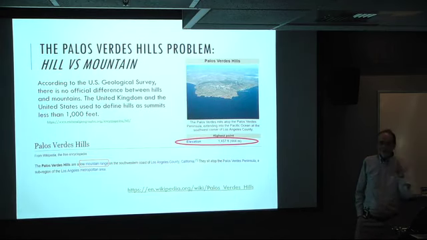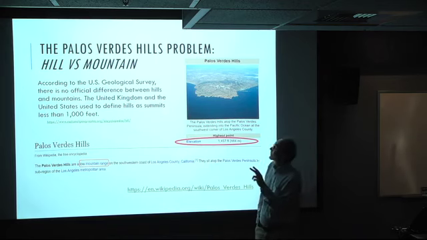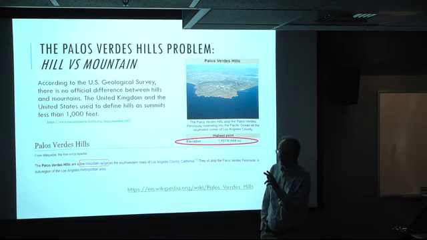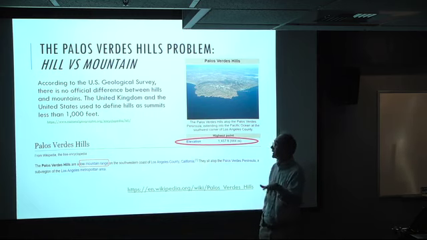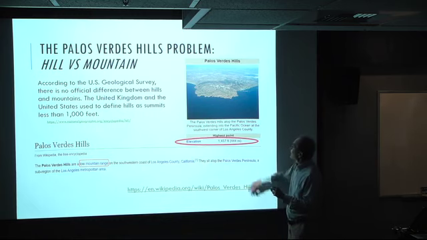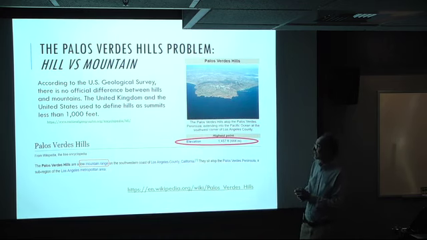And I'd like to bring up a point. The Palos Verdes Hills problem. Hill versus mountain, all right? According to the U.S. Geological Survey, there is no official difference between hills and mountains. The United Kingdom and the United States used to define hills as summits less than 1,000 feet. So a hill would be less than 1,000, a mountain is over. Palos Verdes, maximum height, 1457.